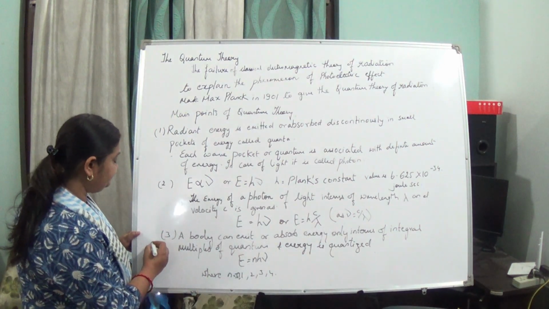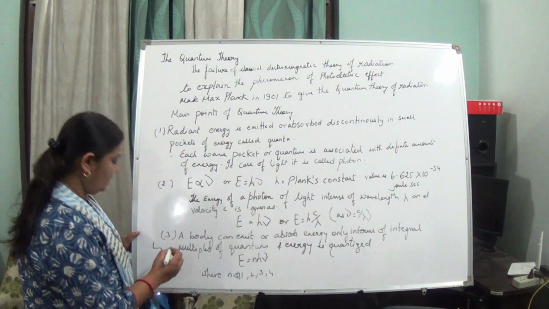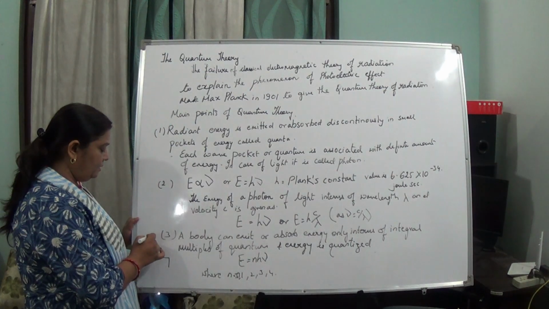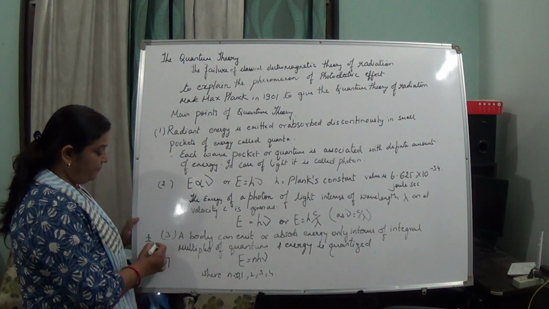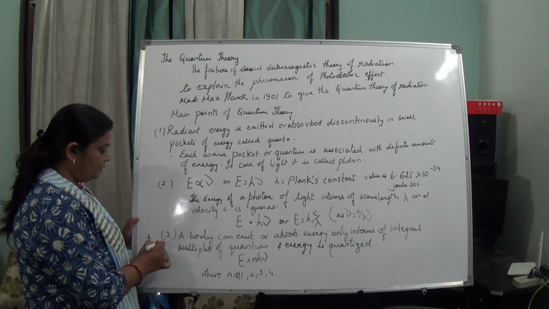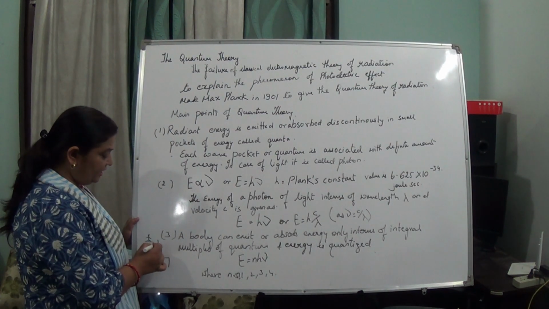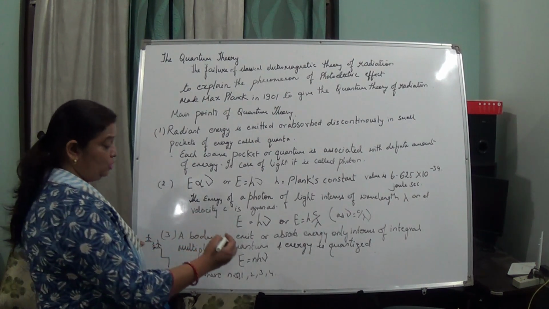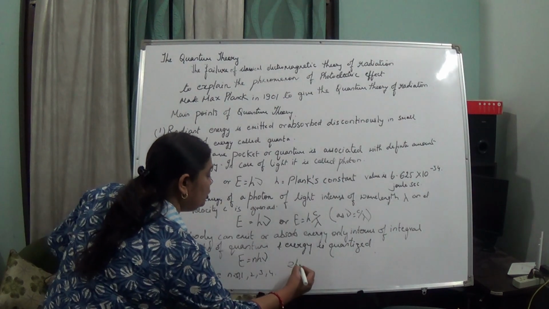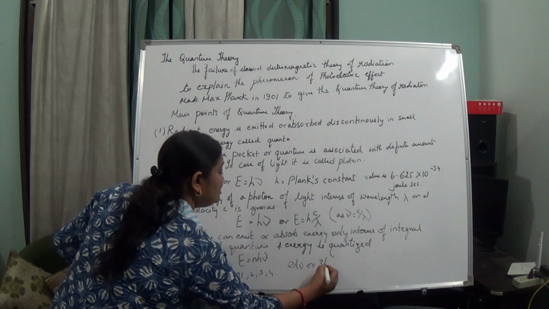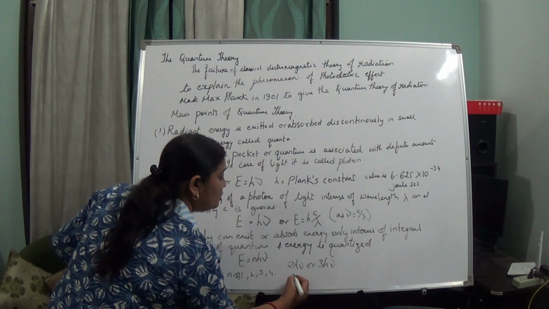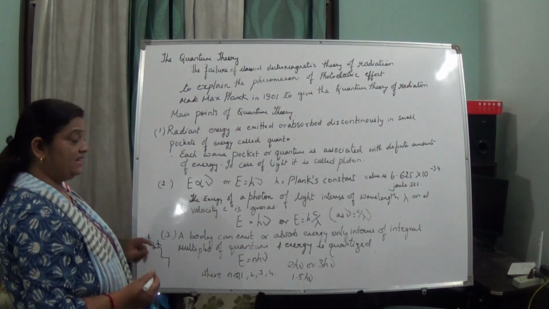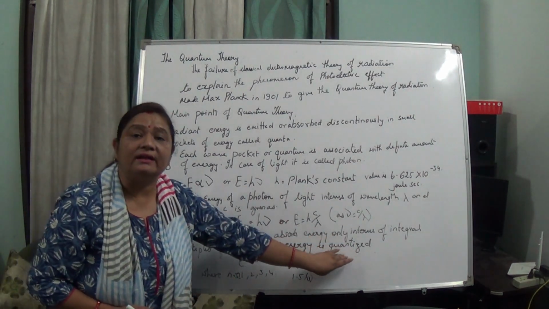Suppose you are stepping down a ladder. Suppose you are standing here, and you step down the ladder, you will come over here. You can't go over here or here or here. Likewise, we can write 2h nu or 3h nu, but you can't write 1.5h nu. Getting it? And so we say that energy is quantized.